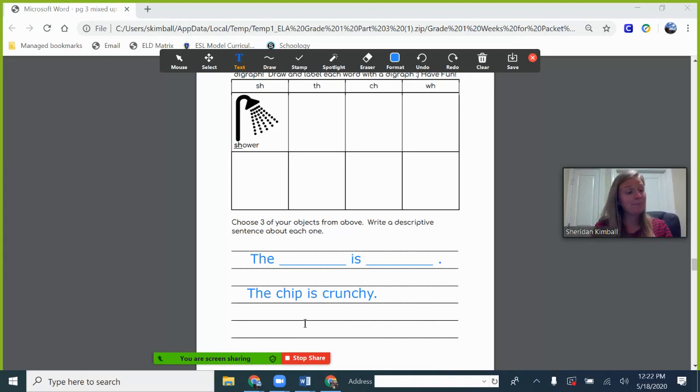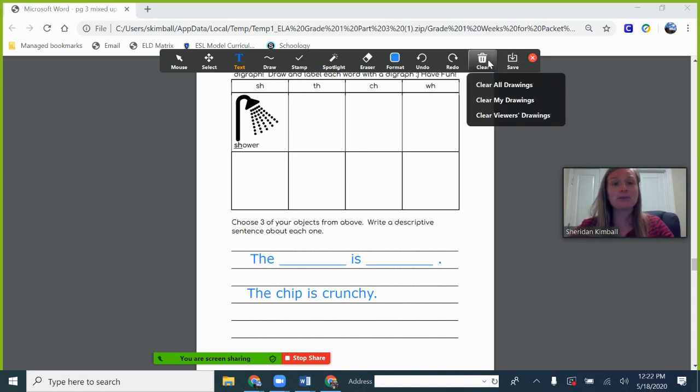The, is. You can pause the video so that you can look at this sentence while you are writing, okay? Good job, friends. Remember, you need to do 3 of those.